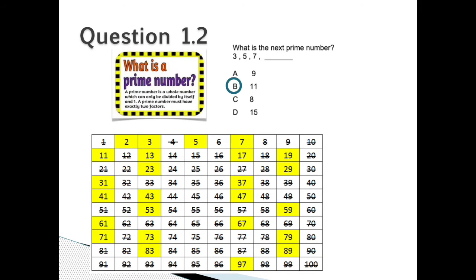If we look at the diagram, we can see that these are our prime numbers: 2, 3, 5, 7, 11, 13, 17, 19, 23, 29, 31, 37, 41, 43, 47, 53, 59, 61, 67, 71, 73, 79, 83, 89, and 97, if you were looking at numbers from 1 to 100. So the correct answer for question 1.2 is B, 11.